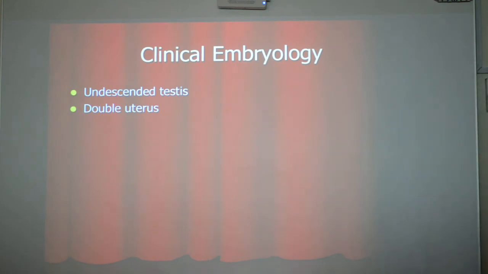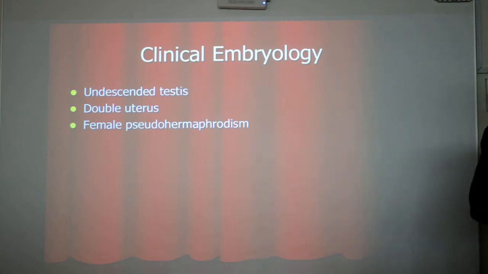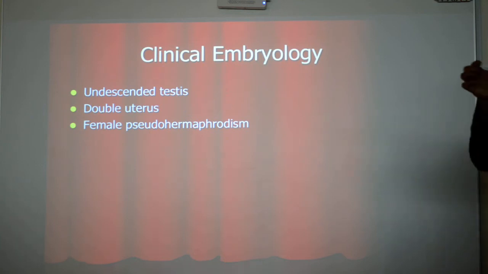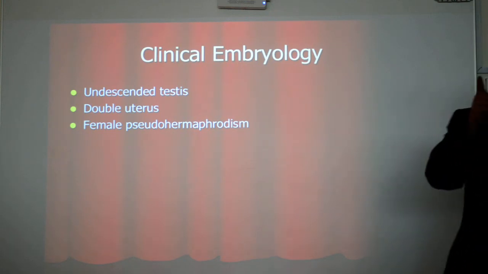Okay. Let's go to the second one. Female pseudohermaphroditism. I already explained to you. This means ambiguous genitalia. A baby is born, a female baby is born. It is a female, but the labia majora is joined. The clitoris should be very small, but it will look like a penile part. It's very big.